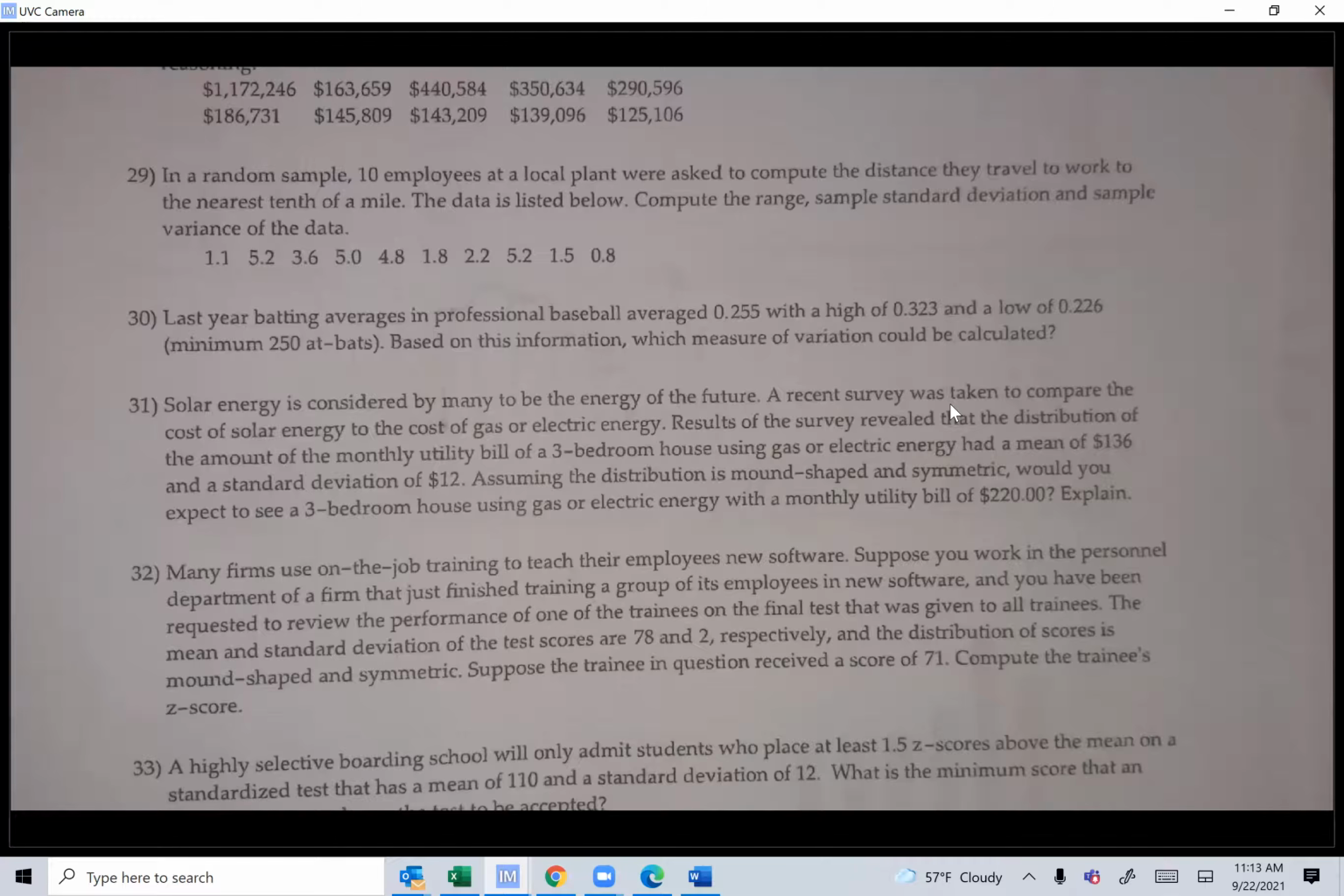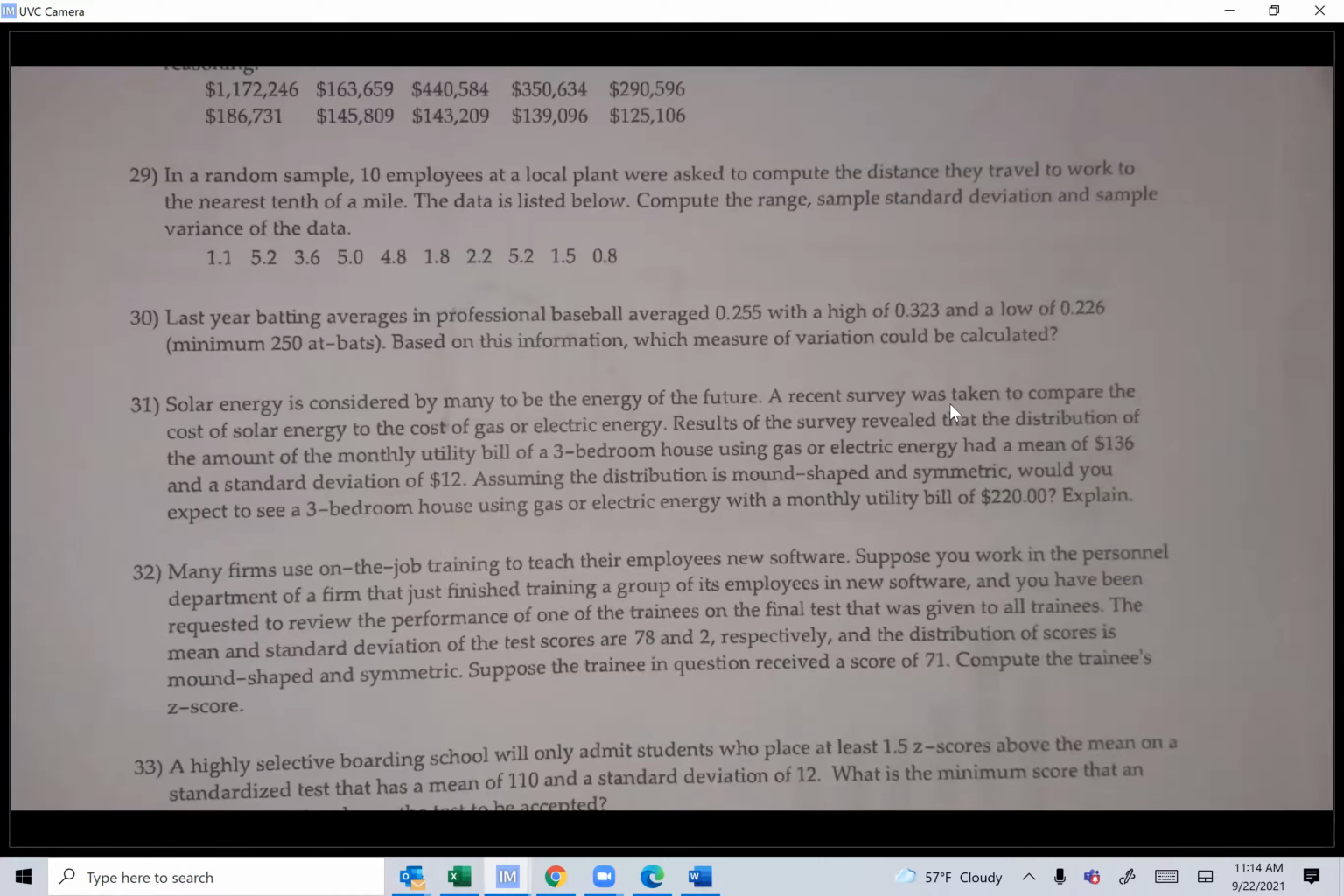Okay, 30. Last year, batting averages in professional baseball averaged 0.255 with a high of 0.323 and a low of 0.226. Based on this information, which measure of variation could be calculated? We have three measures of variation: the standard deviation, the variance, and the range. Well, to calculate the standard deviation, guys, you need to know every single data value. He only gives me the lowest and the largest, so I can calculate only the range here, which is the largest minus the lowest.